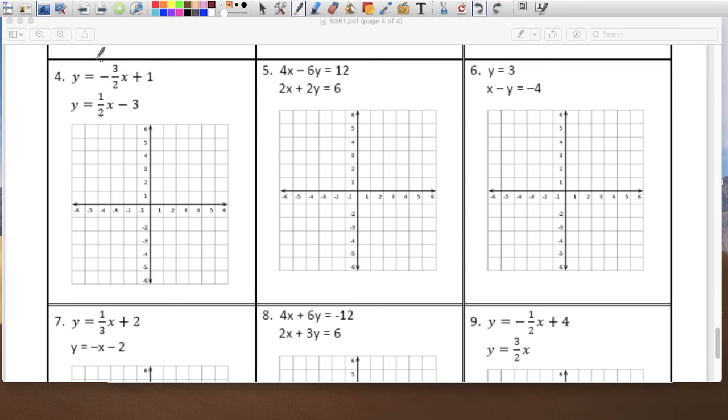The first one, things I know. It's a negative slope, so it's going to go down. And my y-intercept is positive 1, so I know that line is going to go through this point. The slope is negative 3 over 2, so go down 3 and to the right 2. Down 3, right 2, and again, that's our line. Label it.